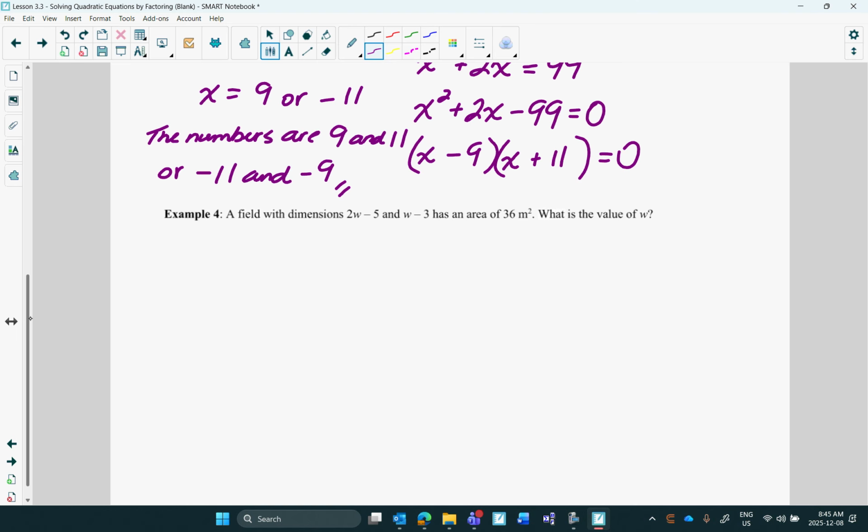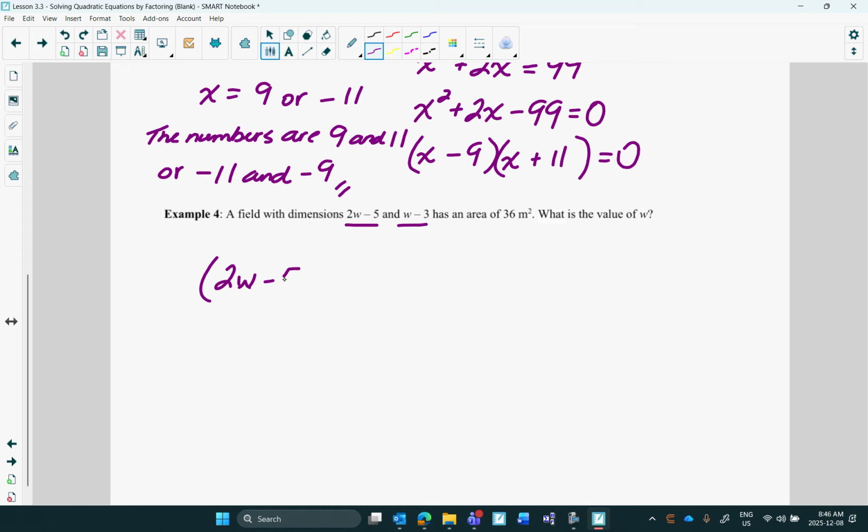This final one, we don't have to worry about making the expressions because we're given them. Okay? We're just asked to figure out what W is. And by W, I assume we're trying to find the width. So I know that this is one dimension, this is the other dimension, and this is the area. How do I find the area of a rectangular field? Multiply them.